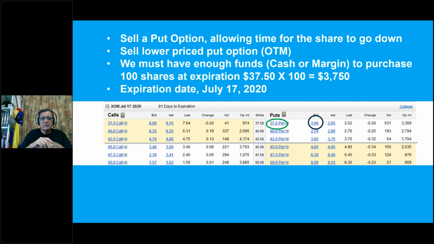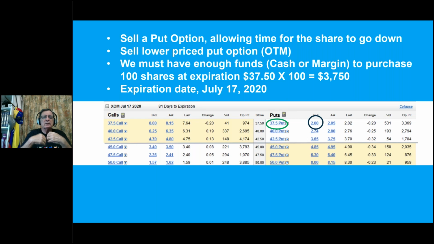But guess what? How do I manage that? Well, I can buy a put, which gives me the right to sell it to you at 37.50. But you know what? You're paying me $2 for that, so in effect you're going to be selling to me at 35.50. All right, so it's a little bit complicated there.